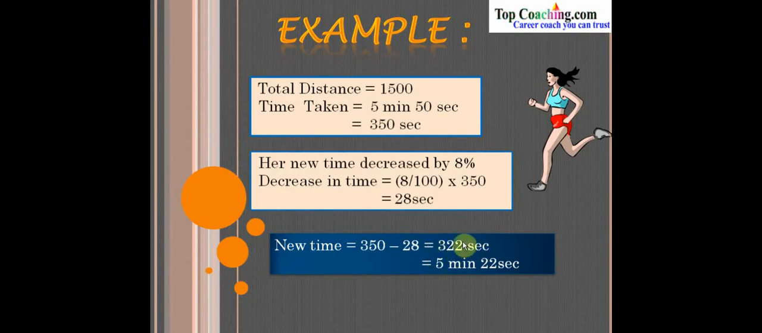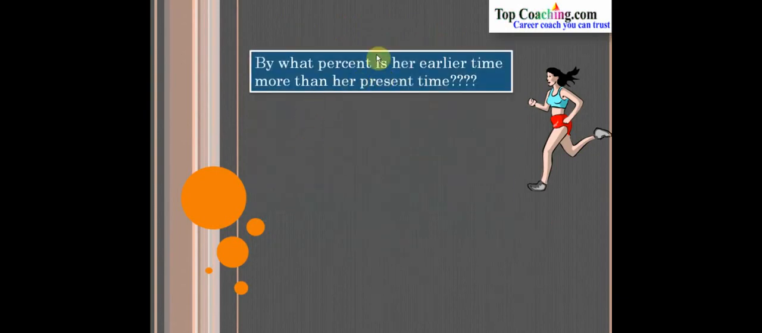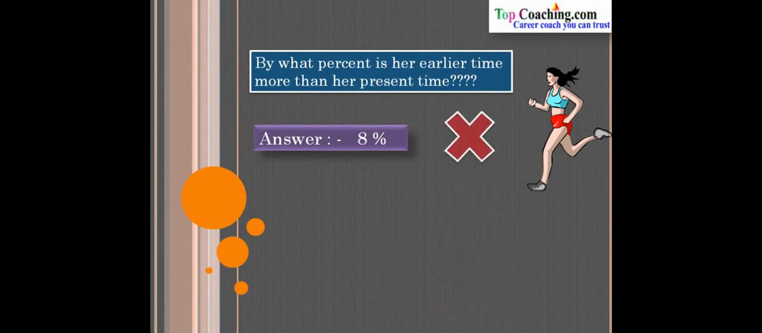Now if we convert it into minutes, then we get the answer as 5 minutes 22 seconds. So the new time is equal to 5 minutes 22 seconds, which is 8% less than the original time taken by Amy. Now, by what percent is her earlier time more than her present time? Now we have to find out by what percent her earlier time is more than her present time. There is a decrease of 8%, so the answer should be 8%. But no, the answer is not 8%.